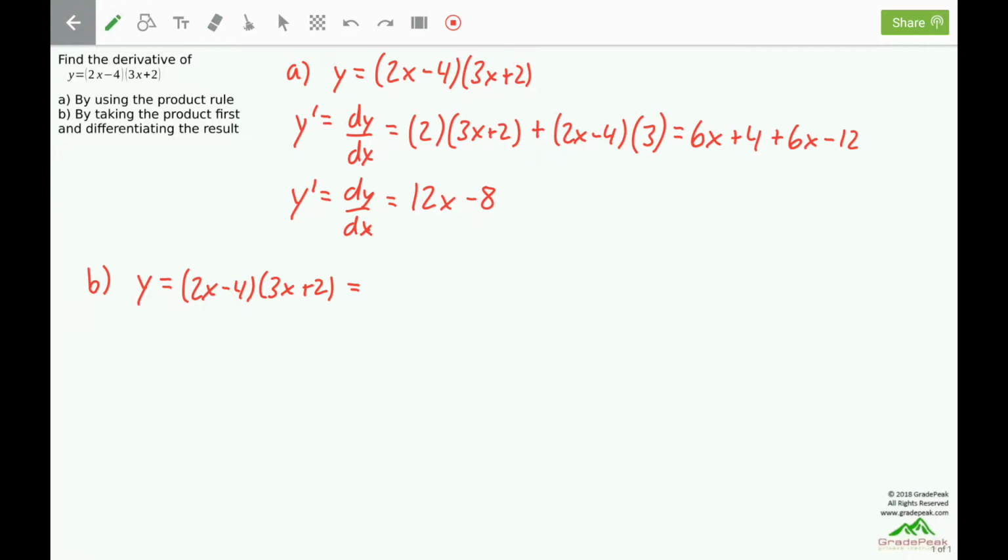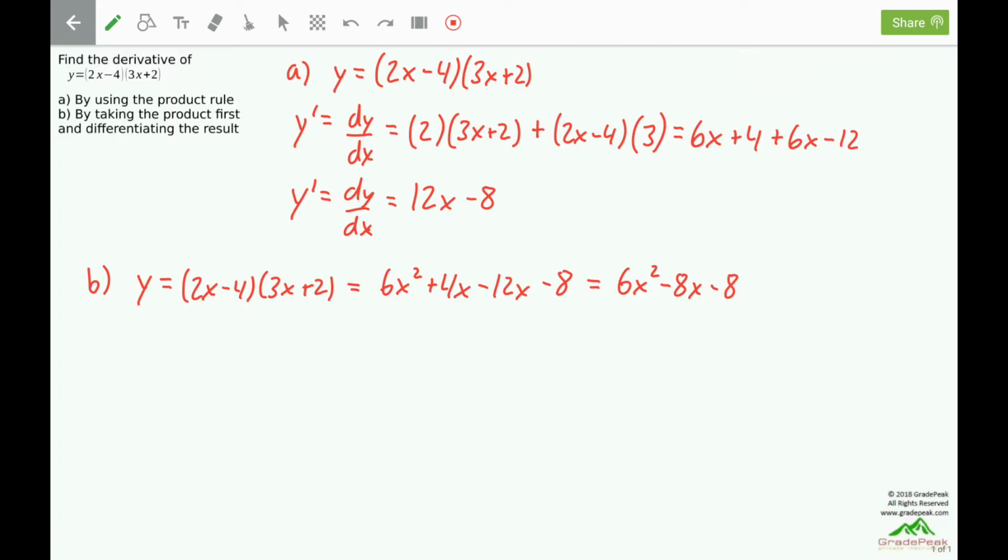First, 2x times 3x will be 6x squared. Outside, 2x times a positive 2 is a positive 4x. Inside, negative 4 times a 3x will be a negative 12x. And last, negative 4 times a positive 2 will be a negative 8. Combining like terms for our second and third terms, we have 6x squared, 4 minus 12 is negative 8x, and then minus 8.